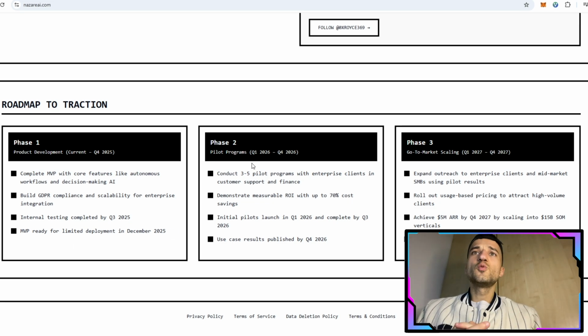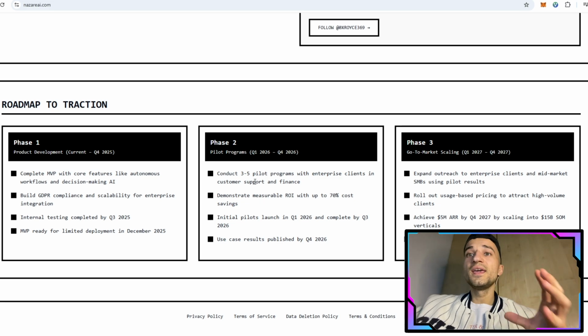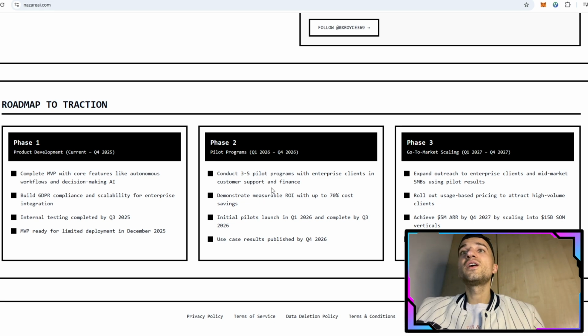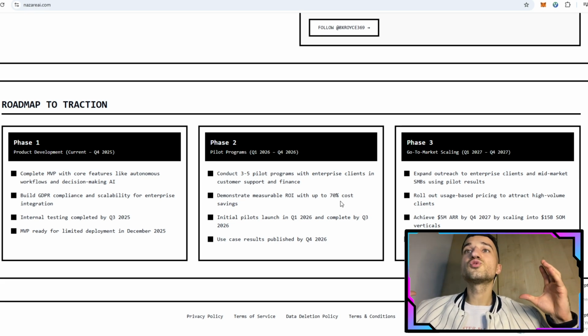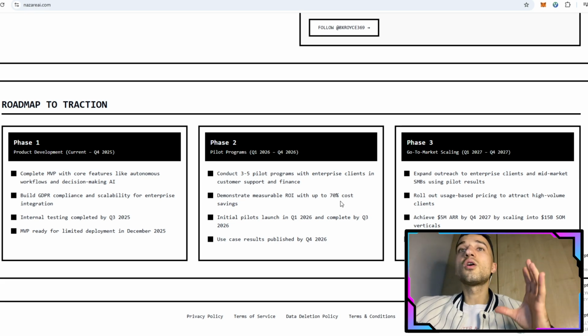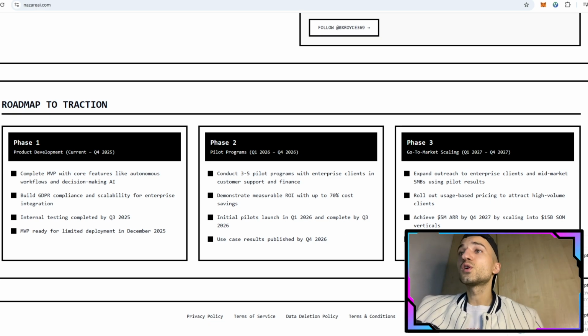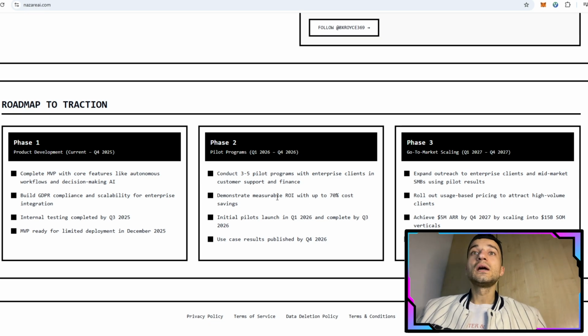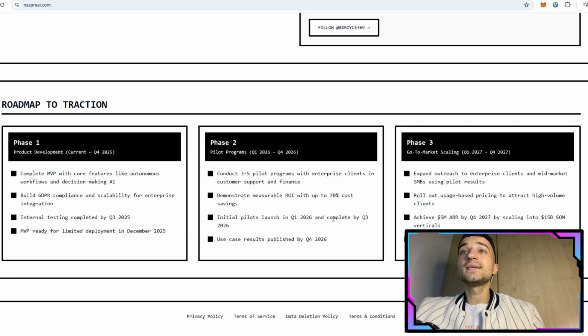In phase two, guys, we have the pilot program. So they want to conduct 3-5 pilot programs with enterprise clients in customer support and finance. Also, guys, they want to demonstrate up to 70% cost savings. That's also a very, very cool thing for AI agents. And they want the initial pilots to launch in quarter one of 2026 and complete by quarter three of 2026, and use case results published by quarter four of 2026.